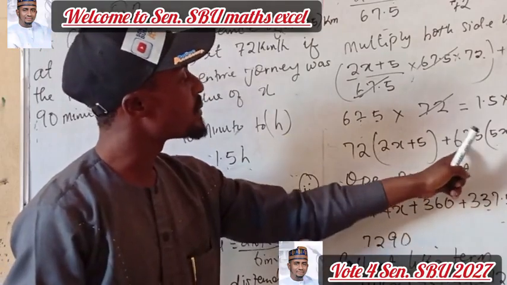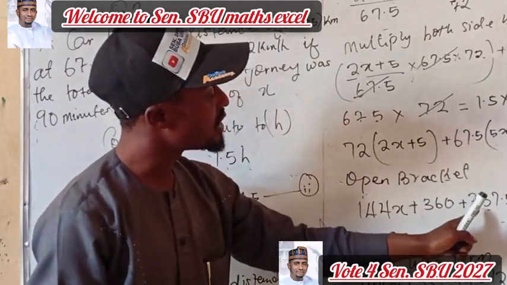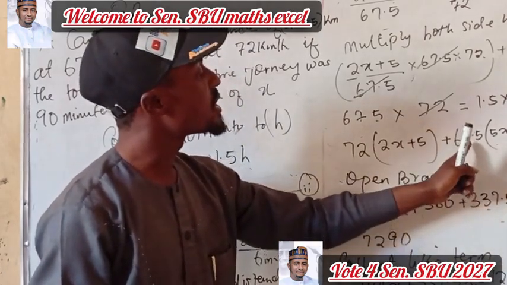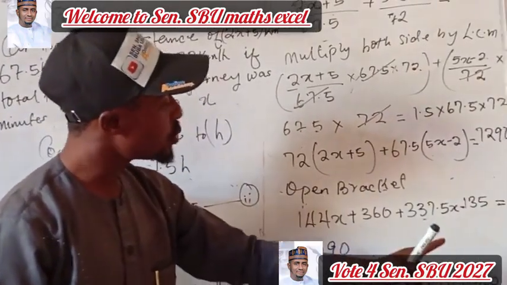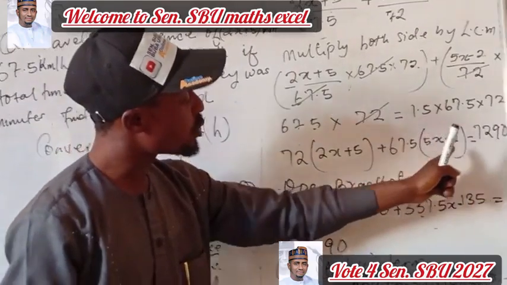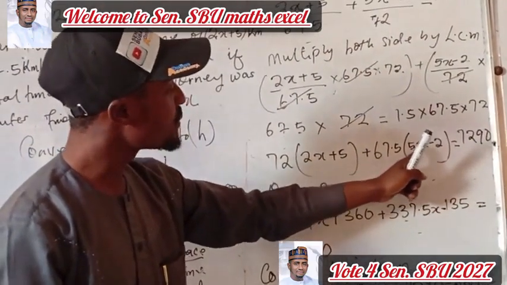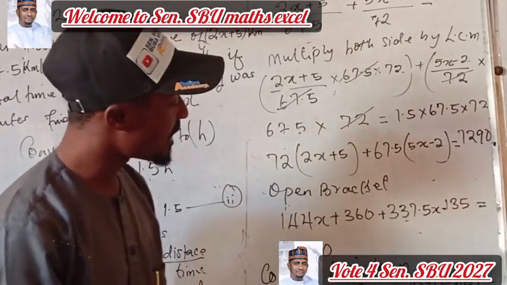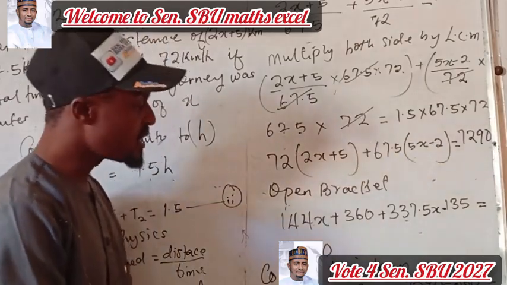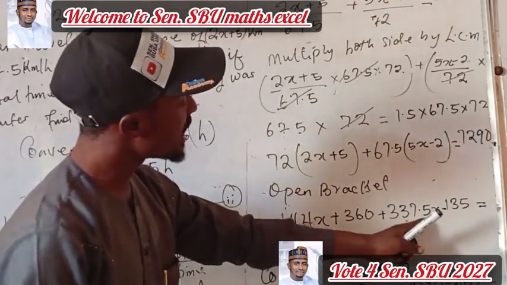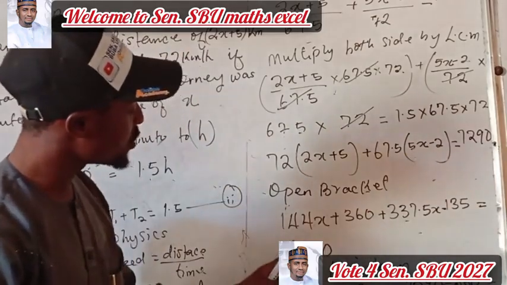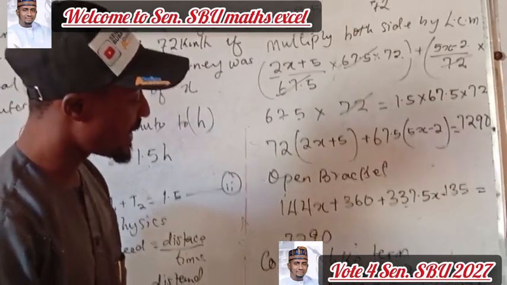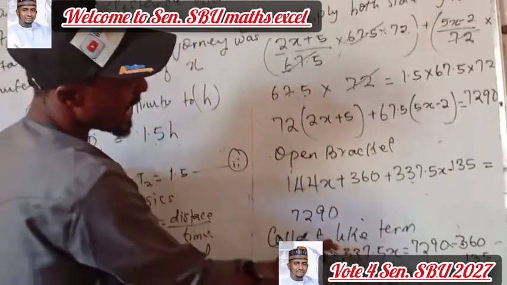Plus 67.5 times 5 gives us 337.5, and there is x. Then 67.5 times 2 gives us 135. After having the 135, we change equal to 7,290. Yes, we now collect like terms.